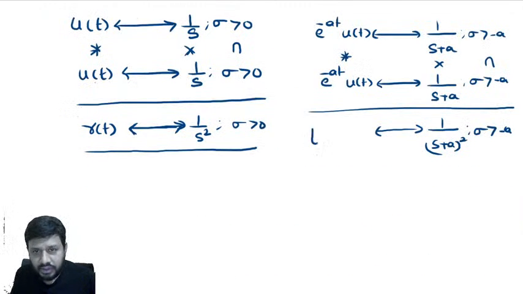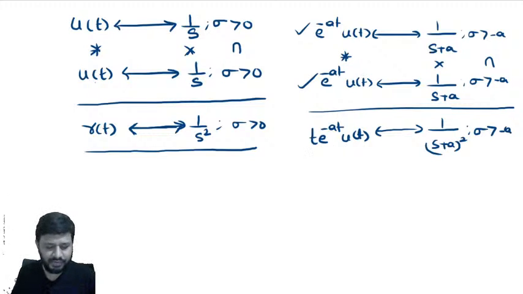So t e power minus at u of t. But from LTI systems, what is e power minus at u of t convolved with e power minus at u of t? It is t e power minus at u of t. So you can find out the convolution of two continuous time signals in this manner also.